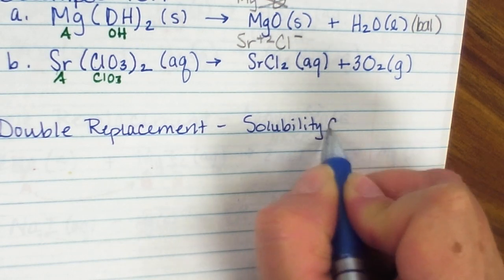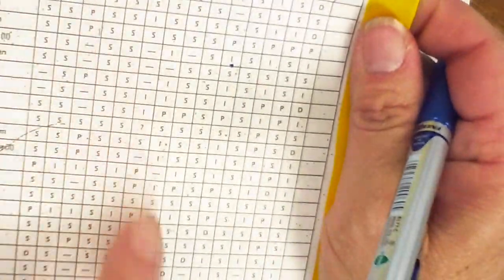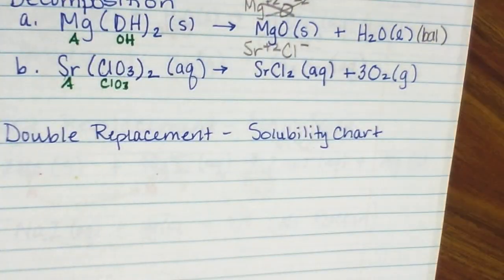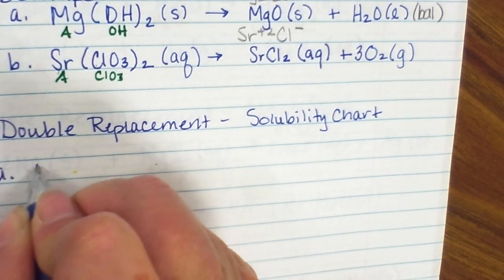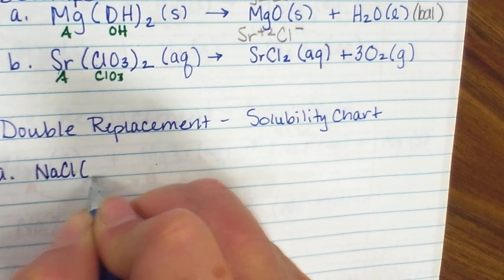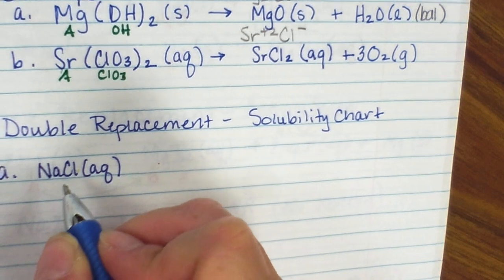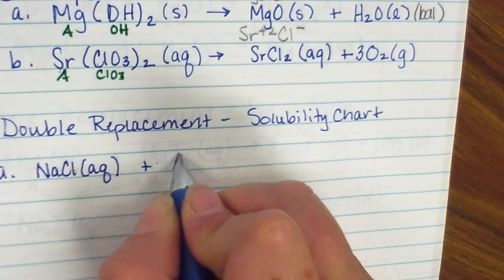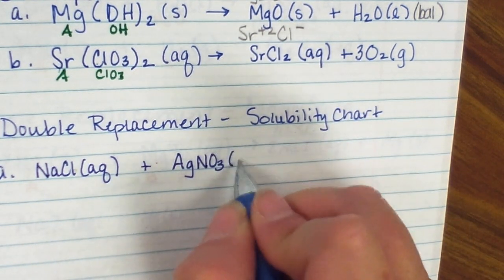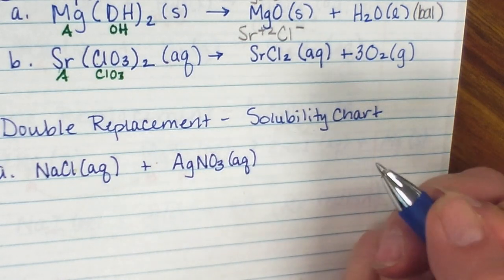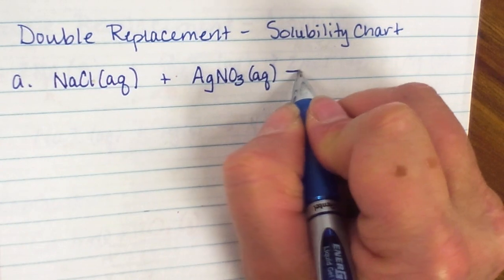Your solubility chart is found on the back here, right here, on the back. This is what you're going to use for your double replacement, all right? So the example that we're going to start with is sodium chloride, which is aqueous, because sodium is first family and there are no exceptions, plus silver nitrate, which is aqueous. And the reason is because nitrates are aqueous and there are no exceptions.